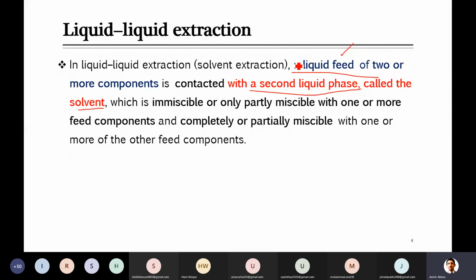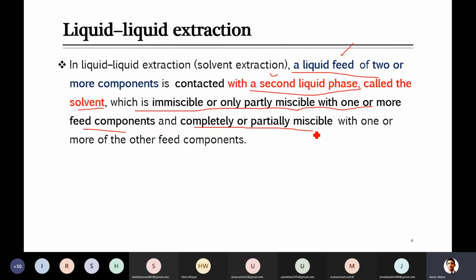Feed is the stream from which you want to extract, remove, or separate one of the components from the other component. So you bring it in contact with some other second liquid phase, which is called the solvent. That solvent is immiscible or only partly miscible with some of the components of the feed, while this newly introduced solvent is completely or partially miscible with one or more of the feed components.